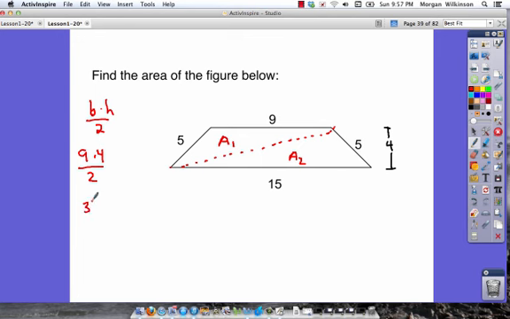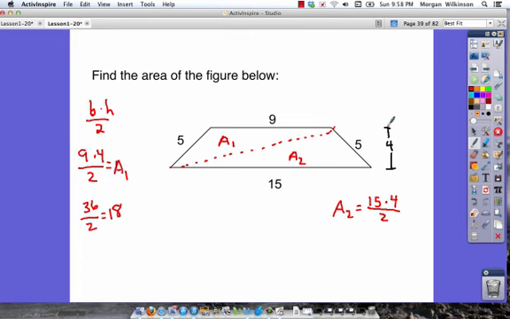We know 9 times 4 is 36. 36 over 2 is 18. So we've got A1 figured out. This is all equal to A1. Let's do A2 on the right-hand side. A2, the base times the height. The base and the height are always perpendicular to each other, meaning they meet at a 90-degree angle. So the base must be 15, the height must be 4, and we're going to divide it by 2.